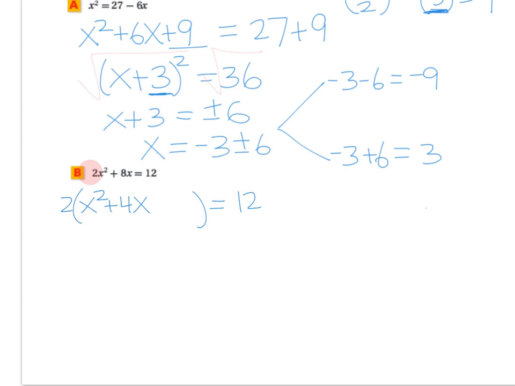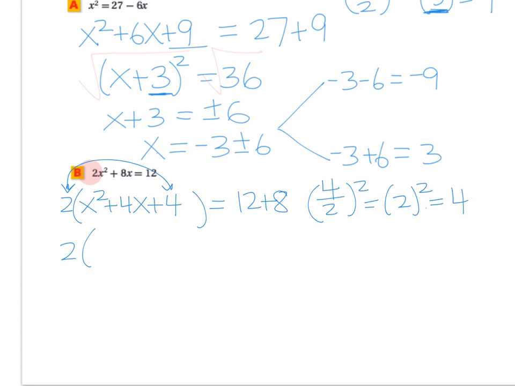Now I still do the same thing I did before. The b term is 4 divided by 2, square it. But remember, you're actually adding 8 to both sides. Perfect square trinomial. Get rid of this 2 out front by dividing.